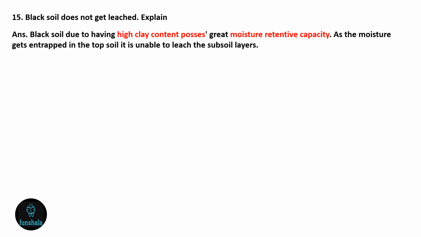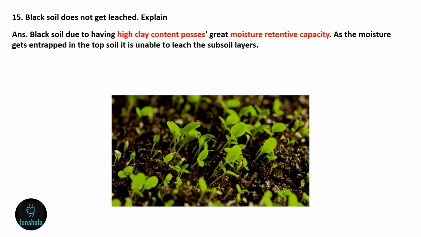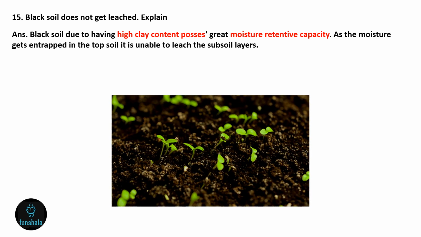The last question, number 15. Black soil does not get leached. Explain. Black soil, due to having high clay content, possesses great moisture retentive capacity. As the moisture gets entrapped in the soil, it is unable to leach to the subsoil layers.